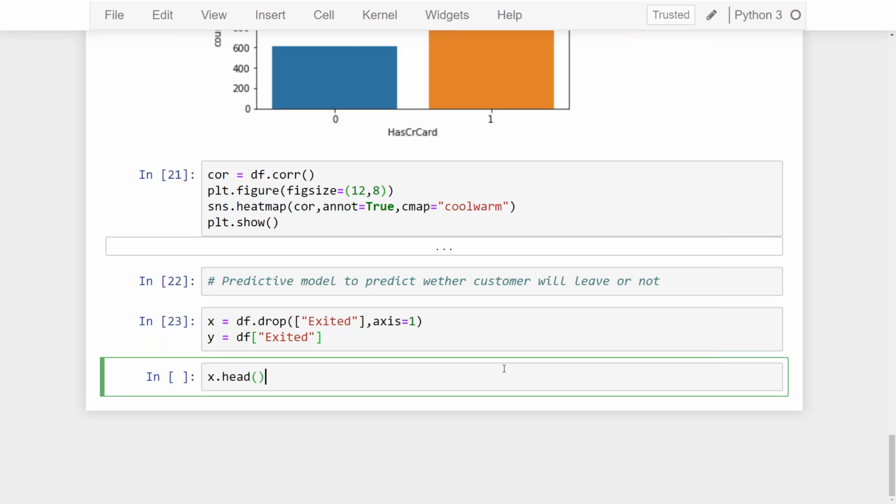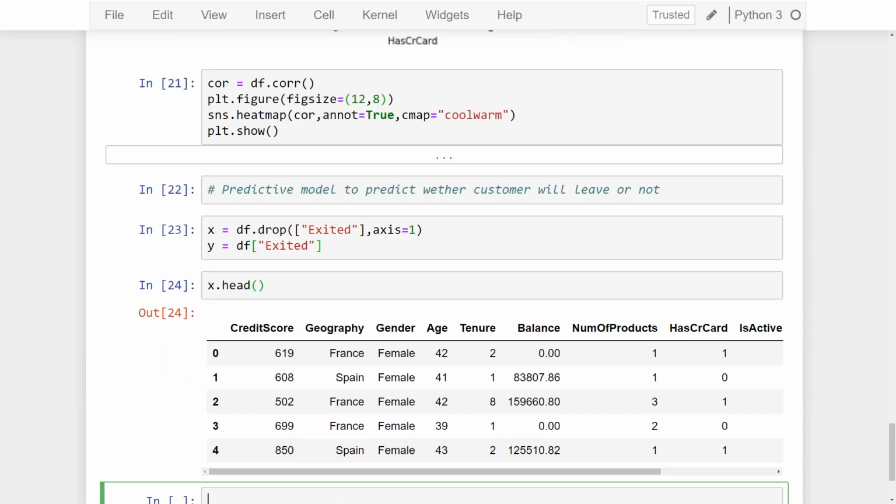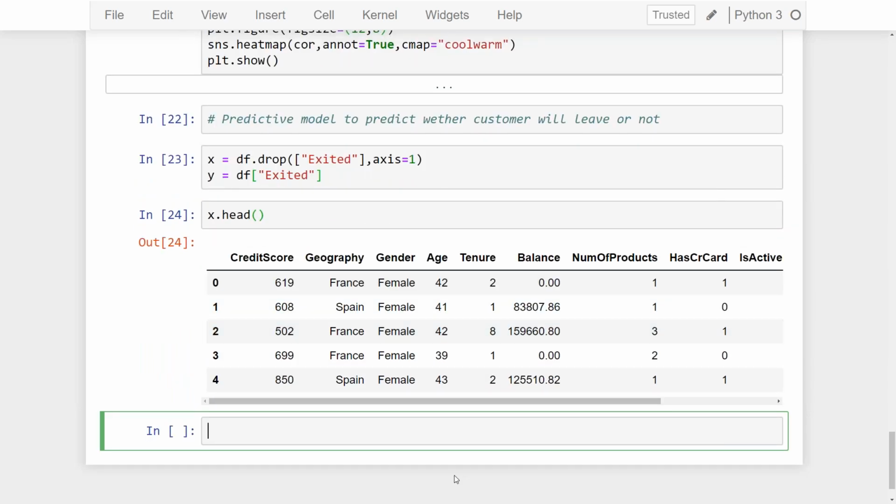But if you look at X dot head, the feature X, we find that two features, geography and gender, are in string format. Every predictive algorithm, which is an ML algorithm, accepts data only in numeric format. So we can't feed geography and gender as they are to the model. That's where we will need to do encoding of these columns. Whenever you get a feature in string format, it is very important that we encode that feature. To encode it, we can simply load an encoder from scikit-learn so that we can encode the string values.